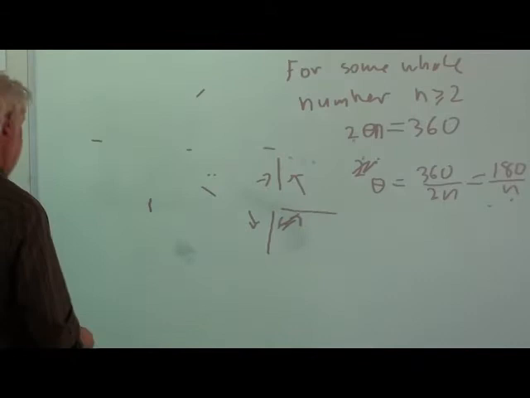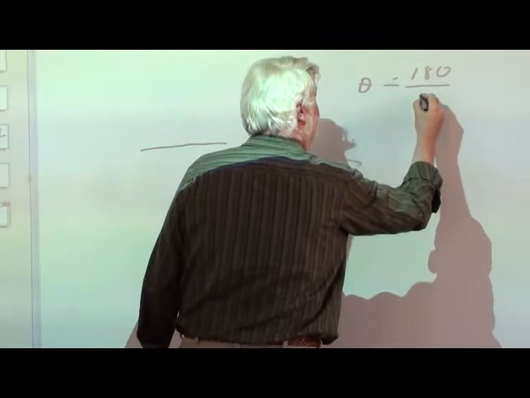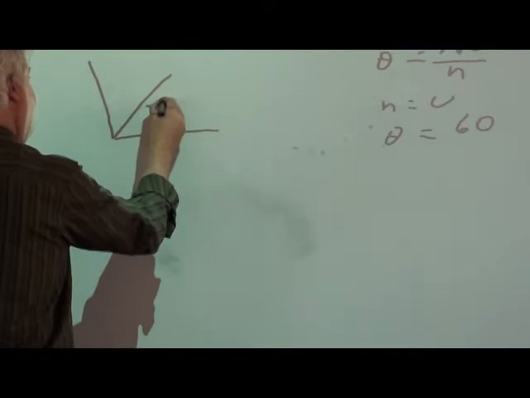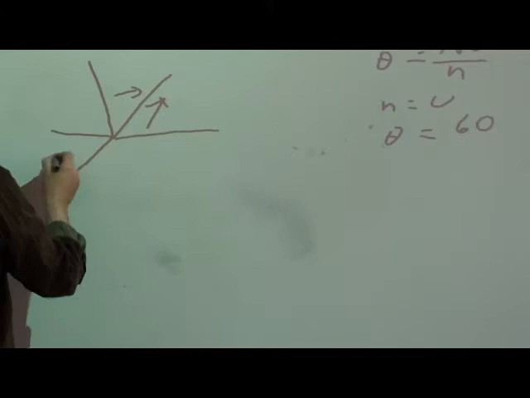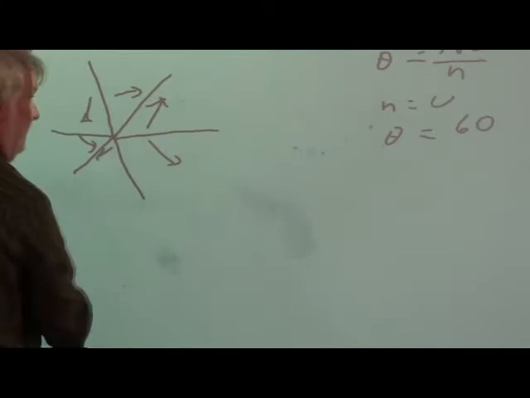If I now did my theta has got to be 180 over n. With n equal to 3, that says theta is 60 degrees. So I'm going to have my arrow here, my reverse arrow, and this picture is just going to be rotated. And I'm going to have one there, and there, and finally here, and here, my picture is there.